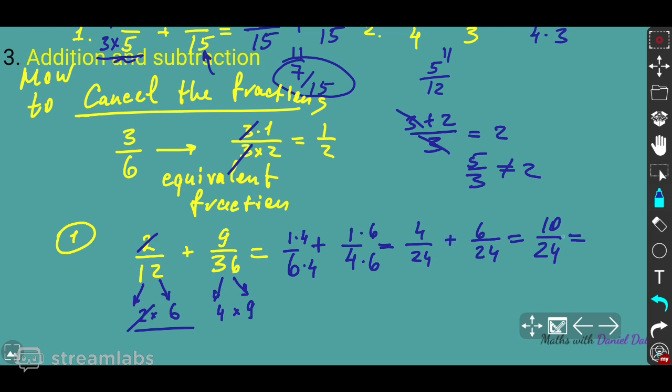And now you can cancel that again. 10 over 24, you can cancel by 2, because 10 is 2 times 5 and 24 is 2 times 12. So it's right time to cancel. So both 2's will be cancelled here. So the final result is going to be 5 over 12. Okay? So that's the main idea, and that's how it works. The idea of canceling is pretty straightforward.